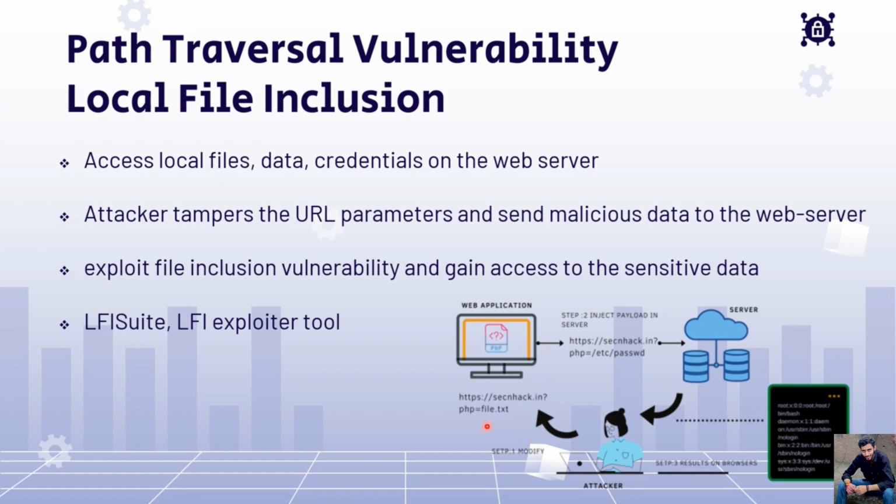The attacker modifies the file.txt in the URL request, that is tampering with URL parameters. Tampering means modifying the value of the URL parameter and sending it. So it modifies from file.txt to /etc/passwd. So the attacker is trying to fetch the user's credential information by crafting a different file path, /etc/passwd, and sending it to the web server, and then exploits the local file inclusion vulnerability and gains access to /etc/passwd.